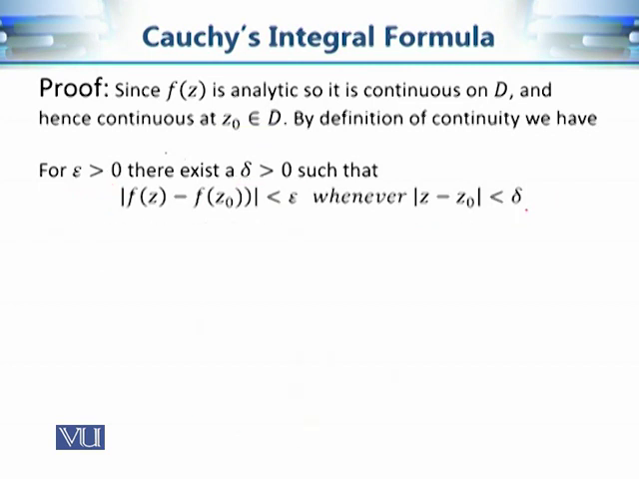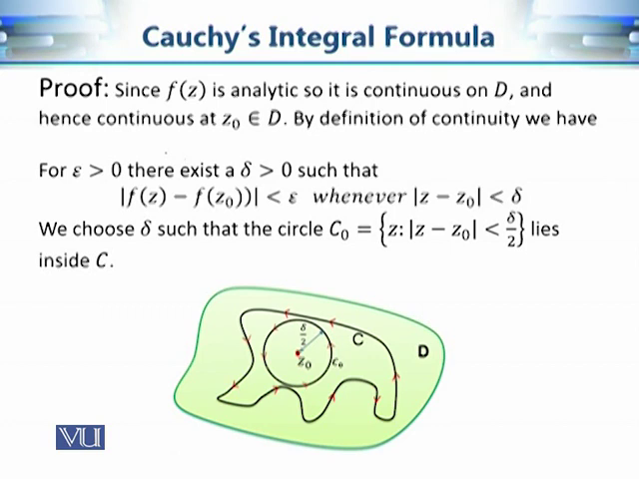Now moving on, we impose a further condition on this delta: delta is such a small number that the circle with center z0 and radius delta by 2 lies inside this contour C. Here you can see this circle, and of course you can also see its orientation. It is positively oriented, the radius is delta by 2, the center is z0, and it lies entirely inside the interior of contour C. So that's what we have achieved so far.